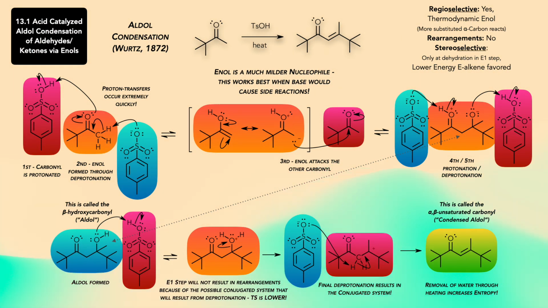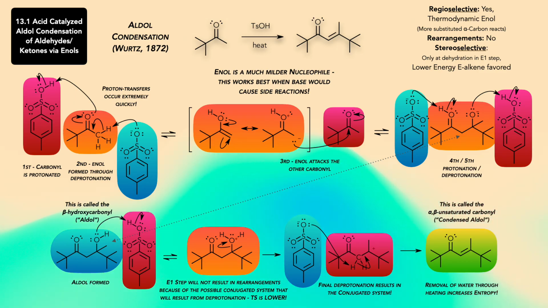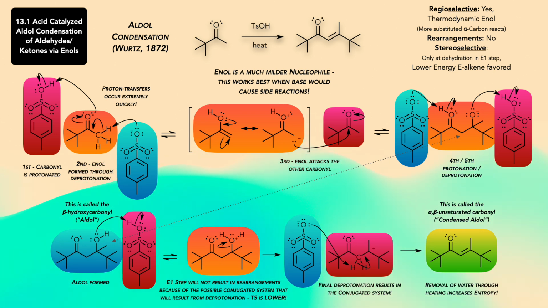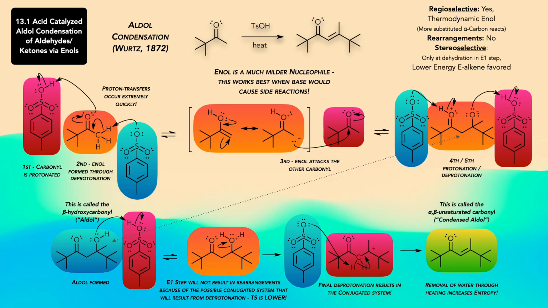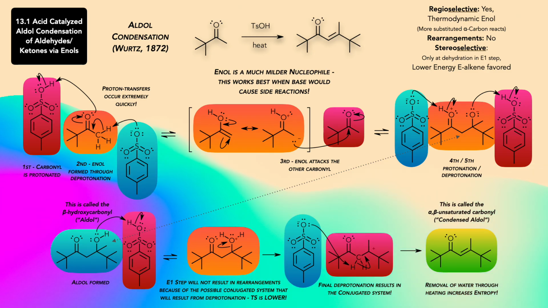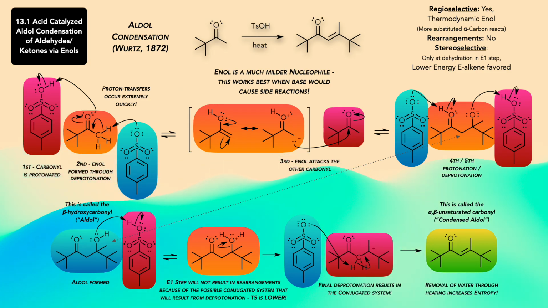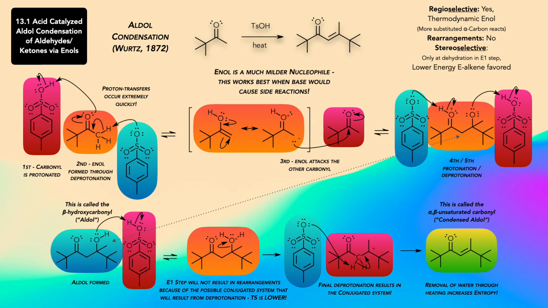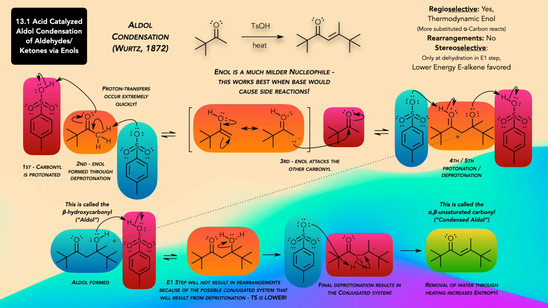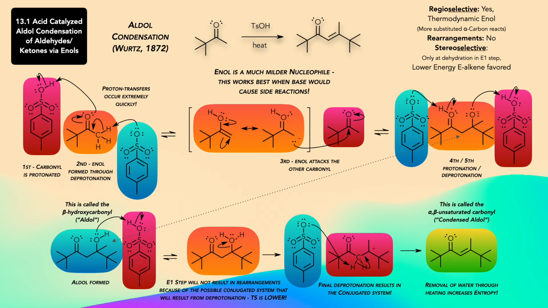Now let's begin with acid-catalyzed aldol condensation. Under acidic conditions, we first protonate the carbonyl oxygen. This increases the electrophilicity of the carbonyl carbon. Next, a neighboring alpha hydrogen is removed, forming the enol. Notice that under acidic conditions, we form enols, not enolates. Enols are weaker nucleophiles. But that's actually helpful because it reduces unwanted side reactions.